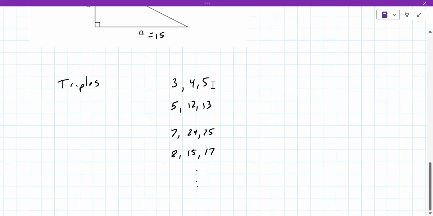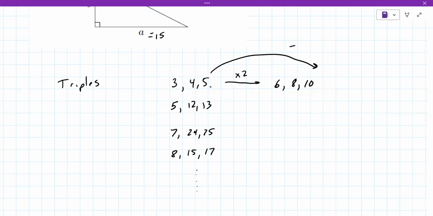There's also what's called multipliers and divisors. So if you multiply, for example, this by 2, 6, 8, 10, that also works. But you can also do something you might not think to do, which is divide by 7. And 3 out of 7, 4 out of 7, and 5 out of 7, those also work.